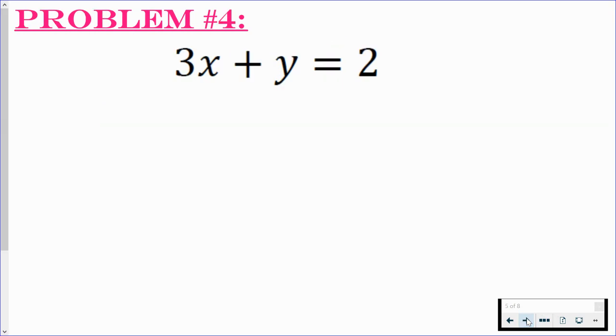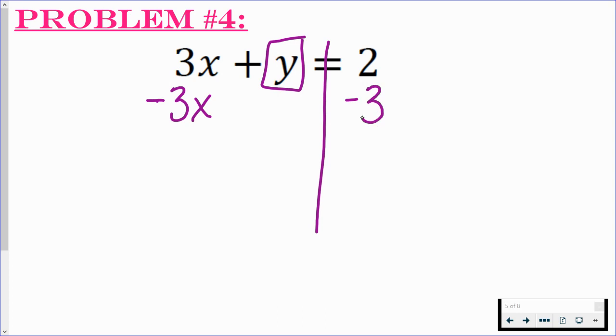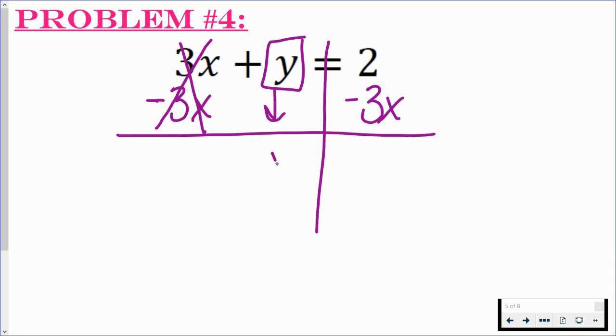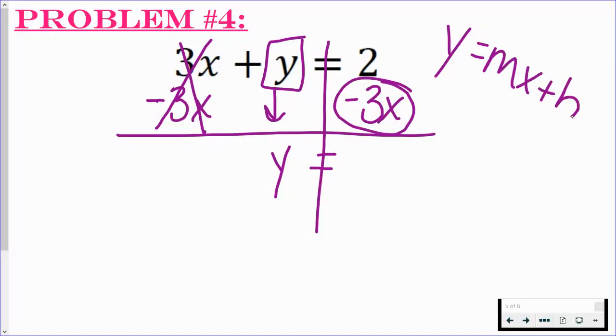Problem number 4. I'm going to get the y by itself. I do have an x term on that same side. Since it's a positive 3x, I'm going to subtract 3x to both sides. That cancels that out. I'm going to bring down my y. Again, the x term goes first because, again, my goal is y equals mx plus b. So I'm going to do negative 3x. Then this 2 is positive, so I'm going to put a plus 2.